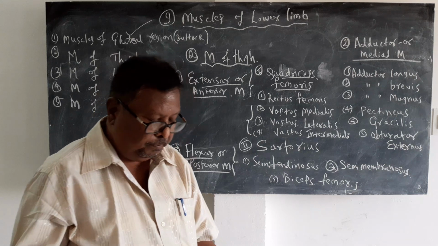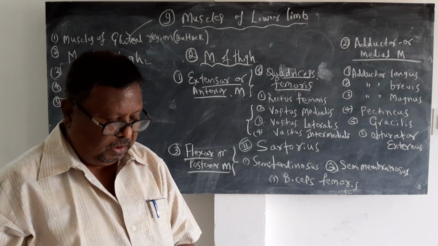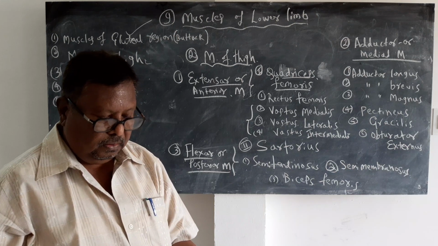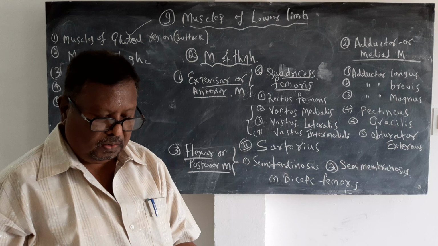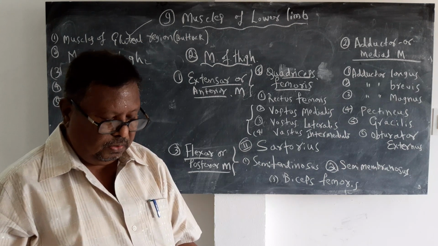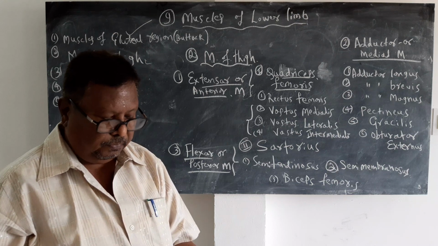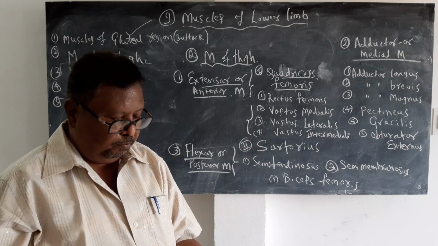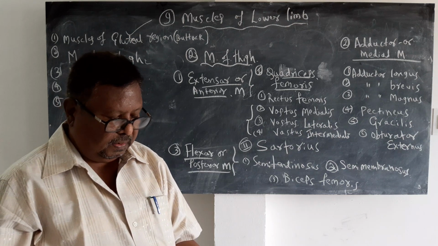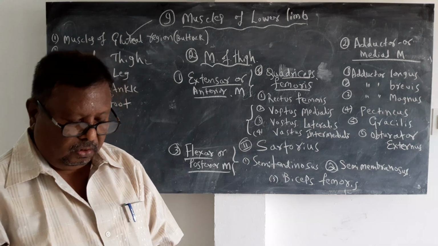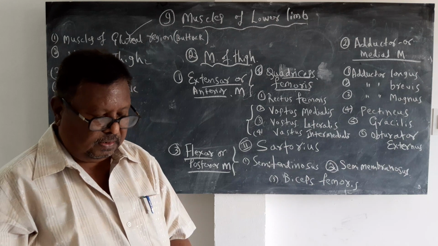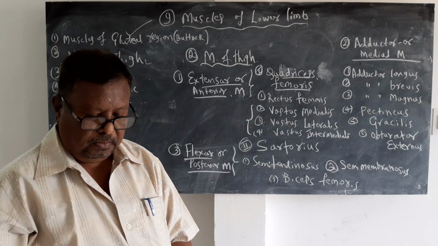Coming to the flexors, these muscles are called hamstrings because their tendons posterior to the knee were used to hang up meat in the butcher shop. So in the butcher shop, these tendons are hung on rings. Hence they are called hamstrings.